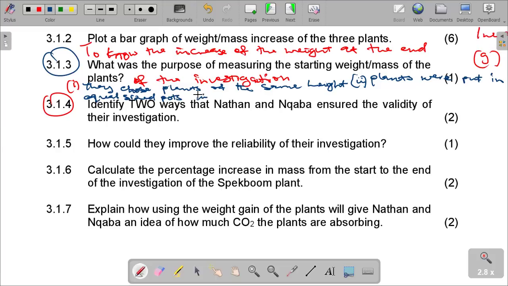Number three, they used the same type of soil in all the plants. And also all the plants were in the same location. That's number 4.